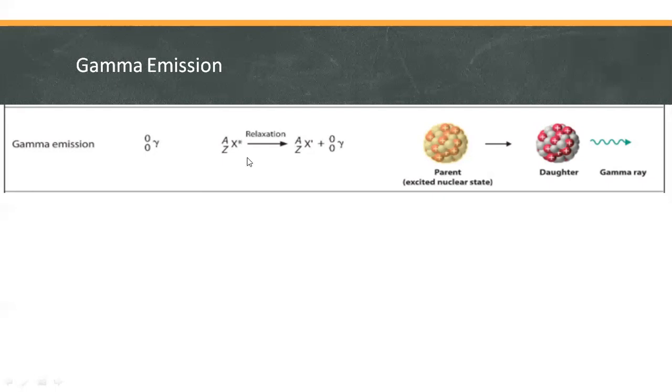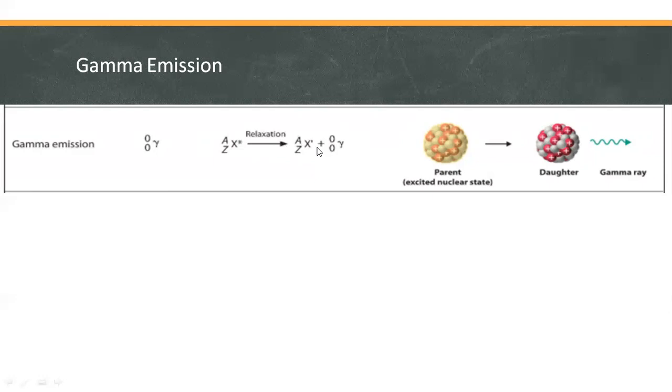By the way, photon means a particle, a light particle. So in this reaction, when it occurs, it produces light, which is the photon. And this photon is what we call the gamma emission. So these high energy photons are gamma rays.